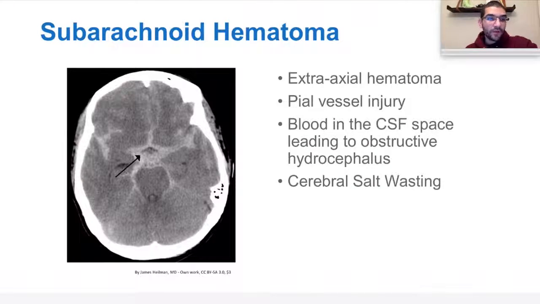Subarachnoid hemorrhages are caused by trauma, but they can also be caused by aneurysms or arteriovenous malformations. Classically, with a traumatic subarachnoid hemorrhage, you don't see blood everywhere, as in this picture. This is more consistent with an aneurysmal bleed. Subarachnoids due to trauma tend to be focal subarachnoids.